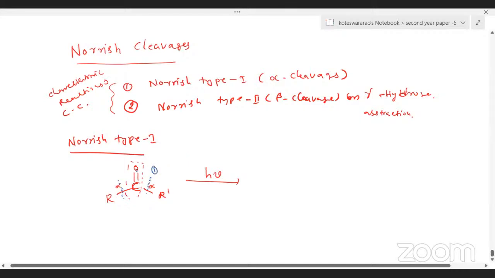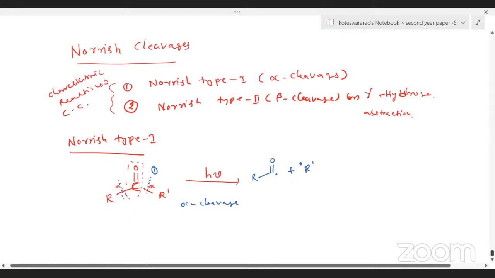The homolytic cleavage of the alpha bond leads to the formation of this radical, and simultaneously the R prime radical, whatever the alkyl group is. Two separated radicals will be generated. This is known as alpha cleavage. The alpha bond will be cleaved, and for that reason it is known as alpha cleavage.